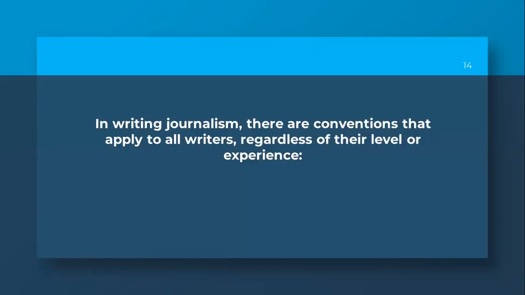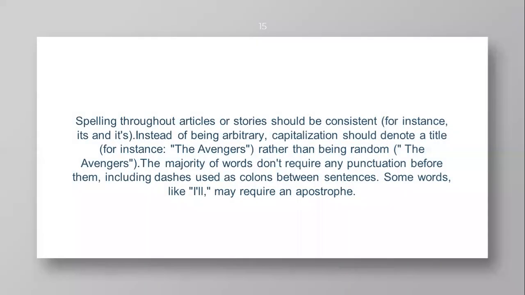In writing journalism, there are conventions that are applied to all writers, regardless of their level of experience. Spelling throughout articles or stories should be consistent, as for instance, the word it's and it is, instead of being arbitrary. Capitalization should denote a title, for instance, The Avengers, rather than being random. The majority of words don't require any punctuation before them, including dashes used as colons between sentences. Some words like I will, I'll, may require an apostrophe.